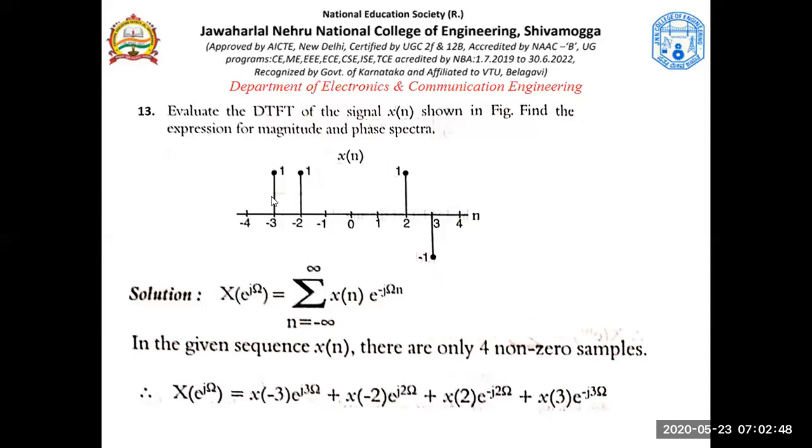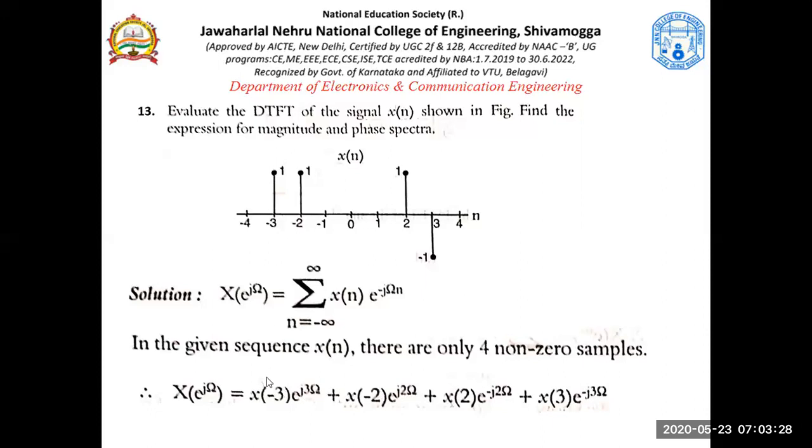So as was the case in Z transform, all left-sided samples are associated with the positive exponentials. There it was positive powers of Z. Here it is positive exponentials. Similarly, all right-sided samples are associated with negative exponentials. This is a generalized equation, but the samples are written only for the given instances of time where samples exist.